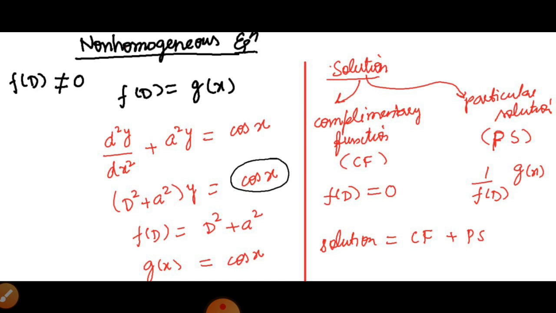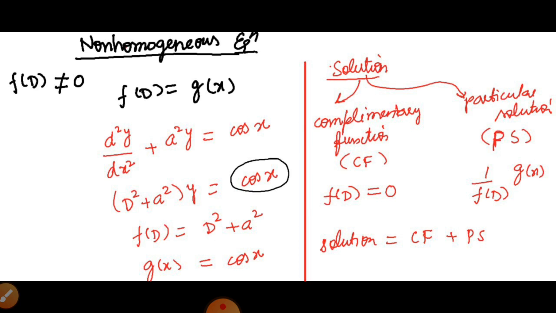Suppose the equation is written as d2y by dx square plus a square y equals cos x. So this equation can be rewritten as (D square plus a square) y equals cos x. So here D square plus a square is the f(D) term and g(x) is cos x. So this represents f(D) y equals g(x), which is the general form of a non-homogeneous differential equation.